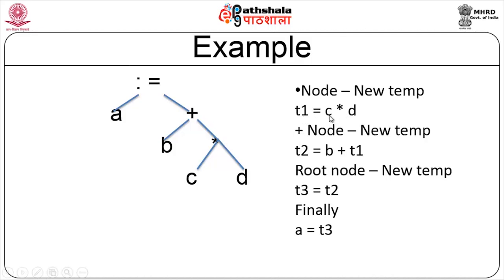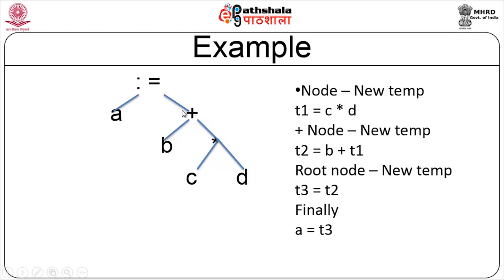And then I say generate code for E1, generate code for E2. So E1 dot code is simply C, E2 dot code is simply D. Then you do a gen, E dot code, which is T1, is equal to E1 dot code multiplied by E2 dot code, which is T1 is equal to C into D. So I do that and put it here.